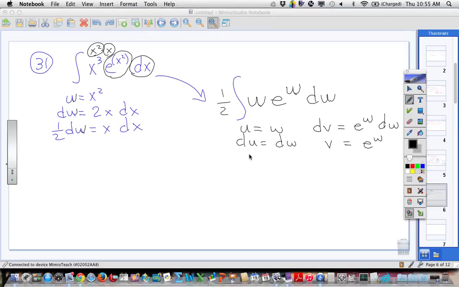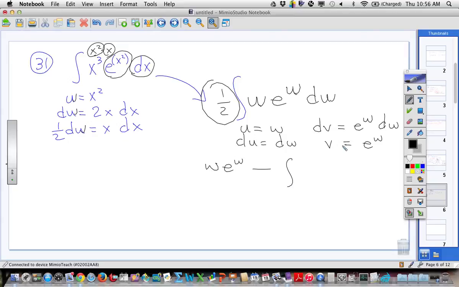Okay, so according to integration by parts, I'll go ahead and bring the 1/2 along here. Well, I'll remember the 1/2 at the end. So u times v, that'd be w e to the w minus the integral of v du. v du would be e to the w dw. Oh, that's an easy one, right? So I get w e to the w minus e to the w plus c. Now I can't forget I got a 1/2 in front of all that.